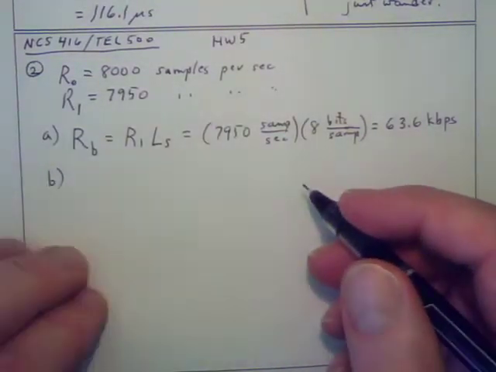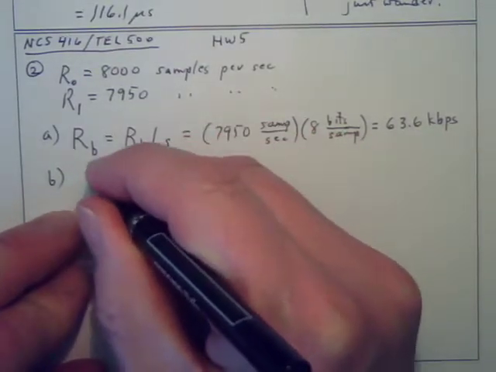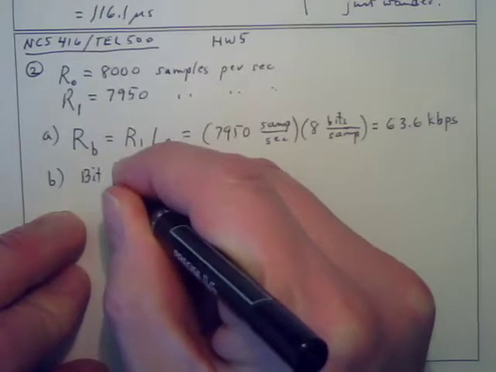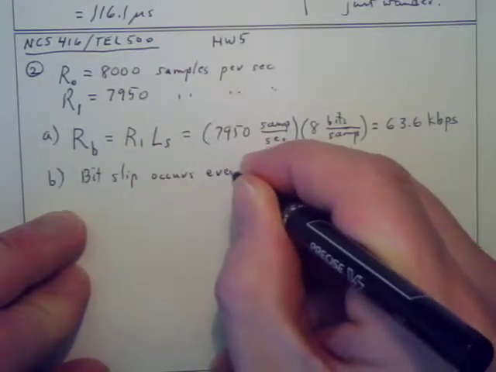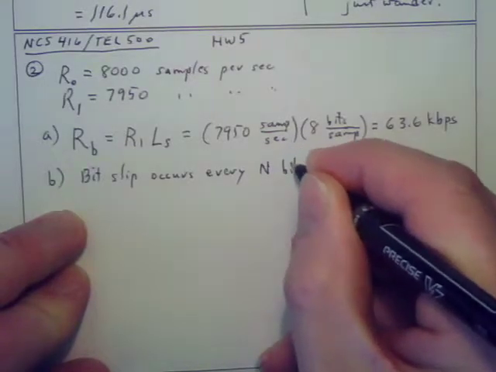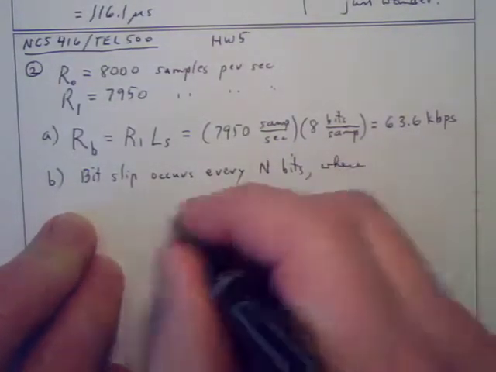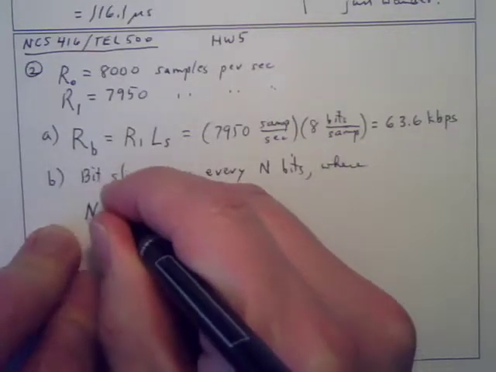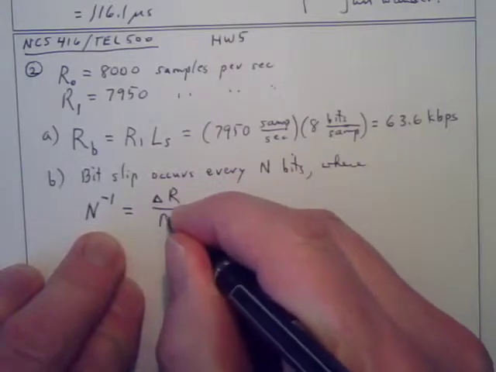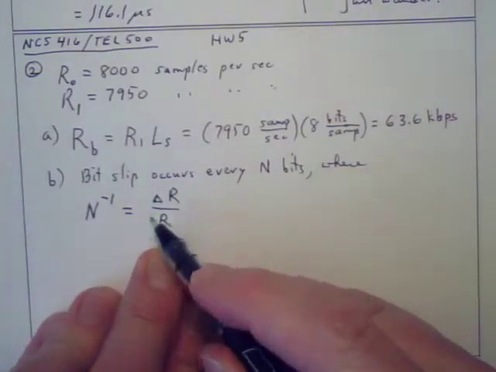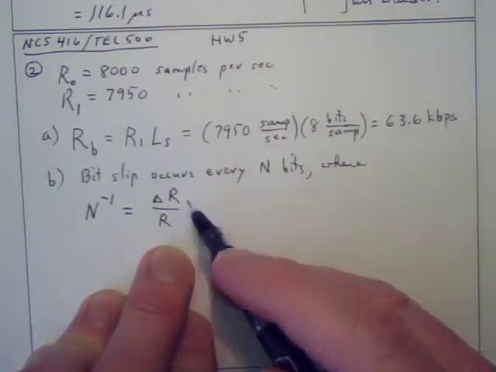And the equation I gave you was that a bit slip occurs every n bits, where n, or 1 over n, is equal to delta r over r, which is the fractional error in the data rates, or in the sampling rates.